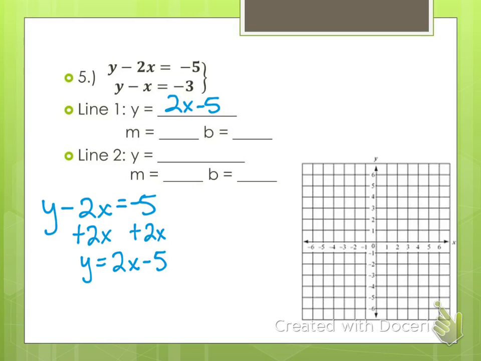If y equals 2x minus 5, Jalen, what are m and b? 2 and negative 5. Beautiful. We go to graph all of that. We start at negative 5 on the y-axis. We can treat our slope like 2 over 1. So I'm going to go up how many? 2, and over to the right, 1. Up 2, right 1.